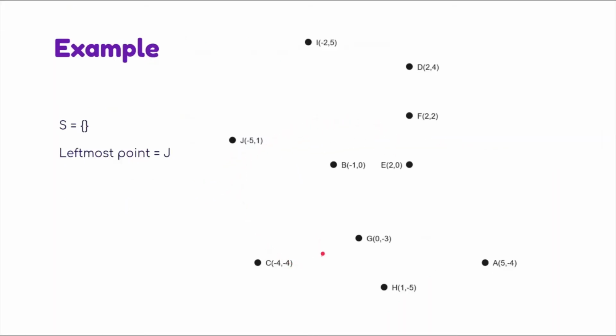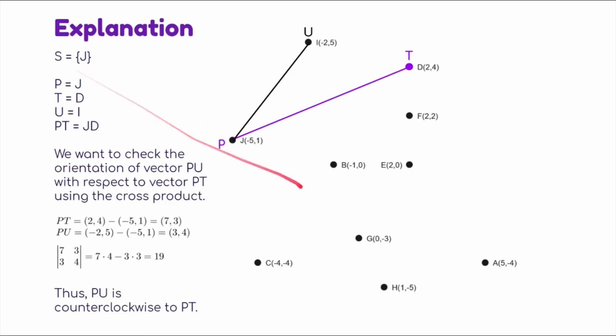Here is an example of using this algorithm to find the convex hull of this given set of points. So first, we determine the leftmost point of the set. In this case, it is J. We know that this point must be in our convex hull, so we add it to the output set S and make it our pivot point.